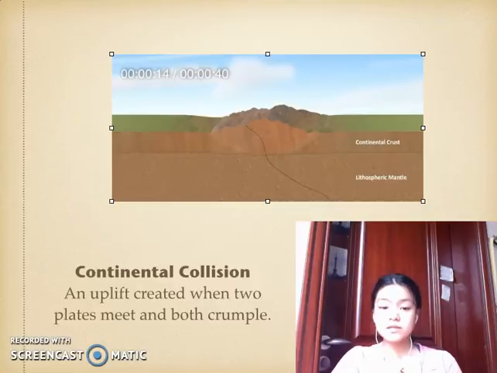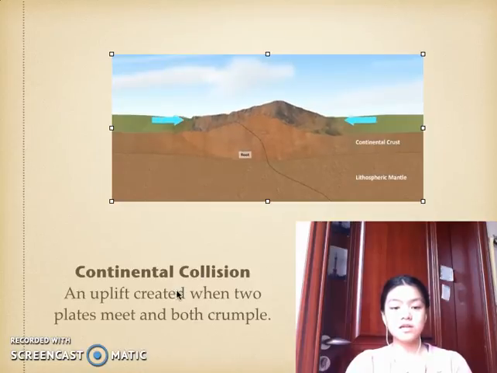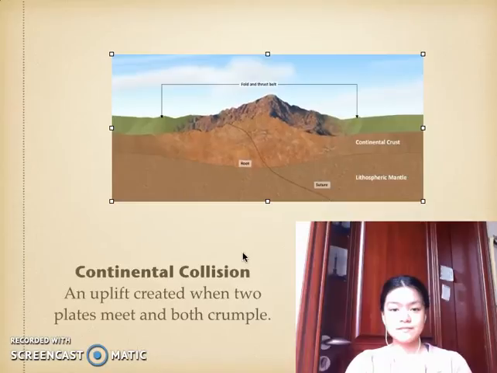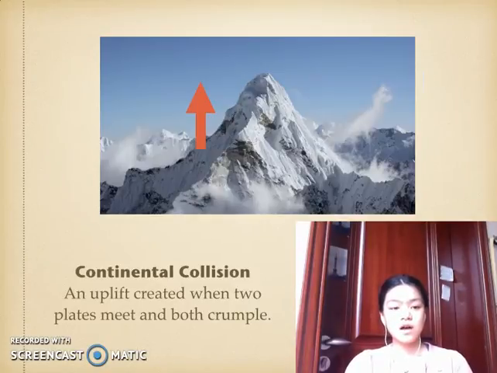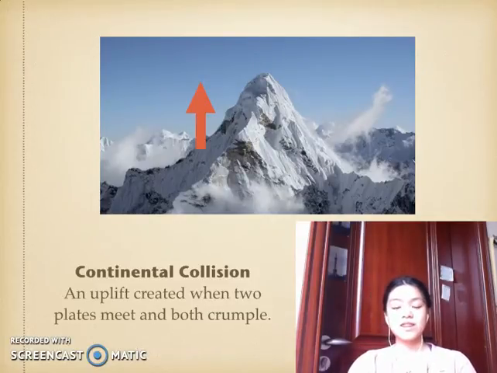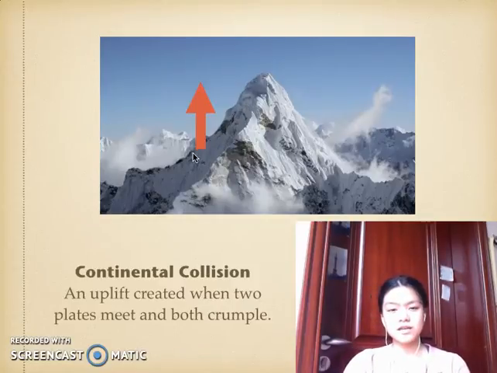When this happens, they will meet and both crumple and create an uplift. This is called continental collision. Continental collision usually creates mountain ranges, and you'll be surprised to know that is how Mount Everest is formed. Mount Everest is currently growing at a rate of about 4 millimeters per year.